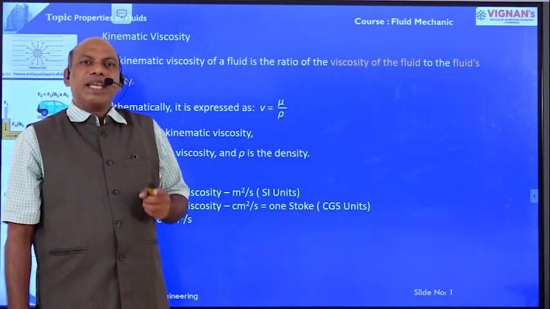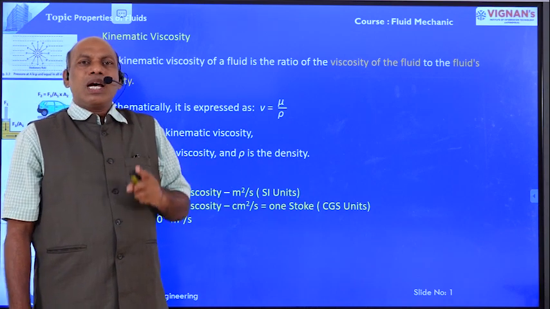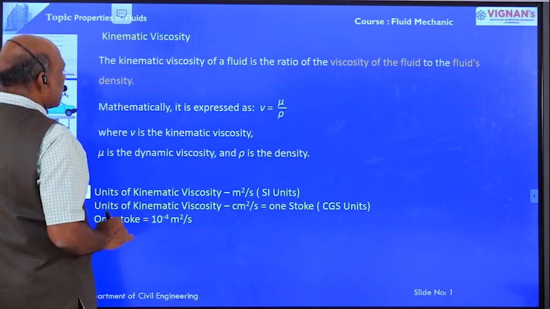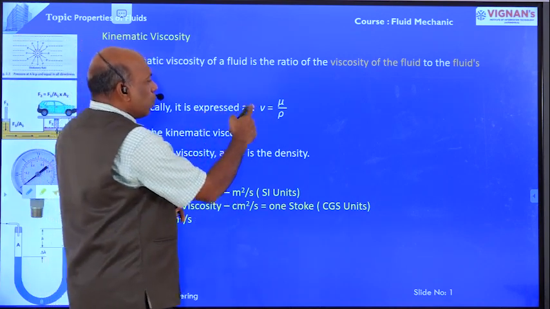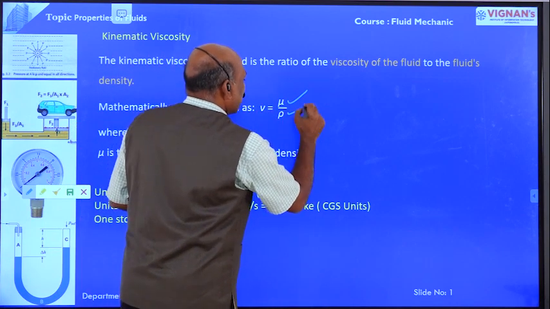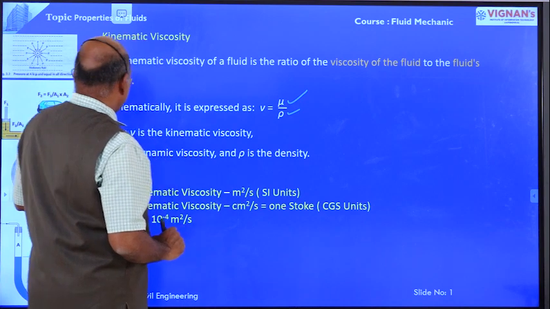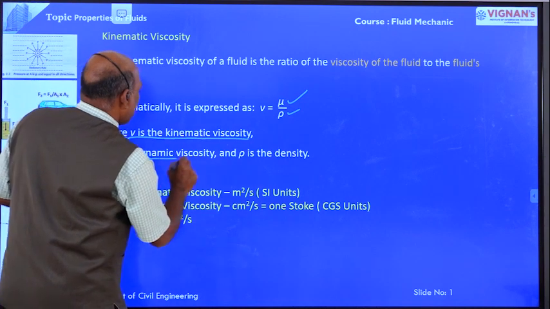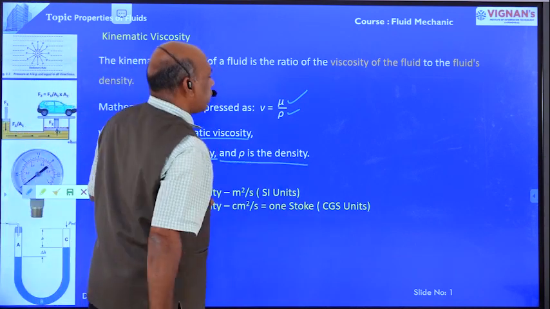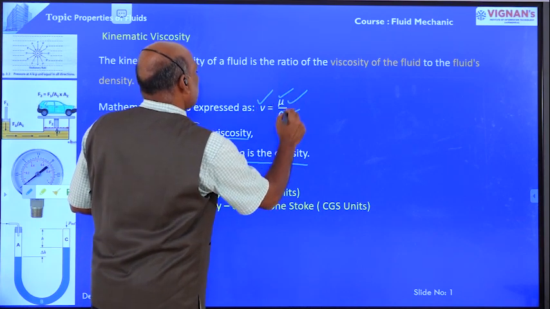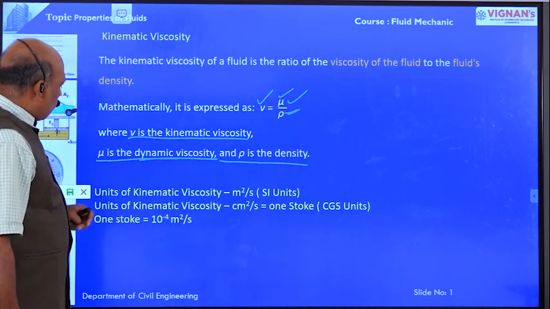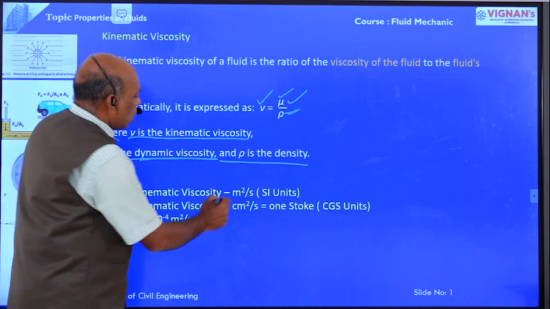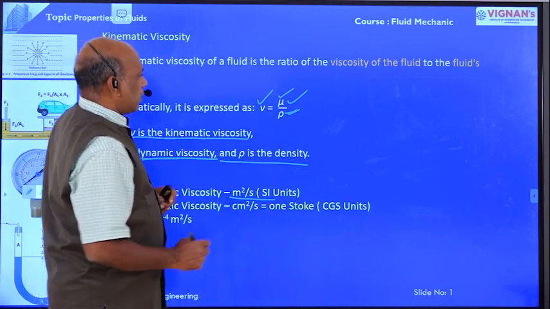Kinematic viscosity is the ratio between the viscosity of the fluid to the density of the fluid. Mathematically, kinematic viscosity nu equal to viscosity divided by density, that is nu equal to mu by rho, where nu is the kinematic viscosity, mu is the dynamic viscosity of the fluid, and rho is the density of the fluid. Now, units of kinematic viscosity is meter square per second. We are going to derive the units.